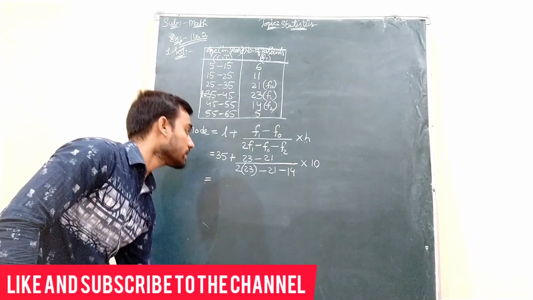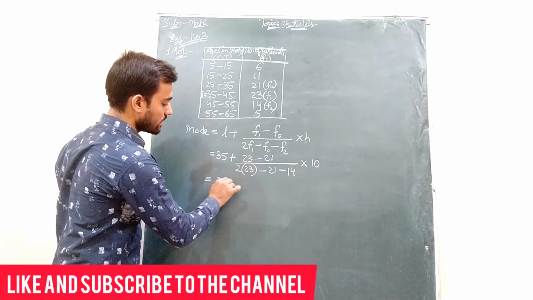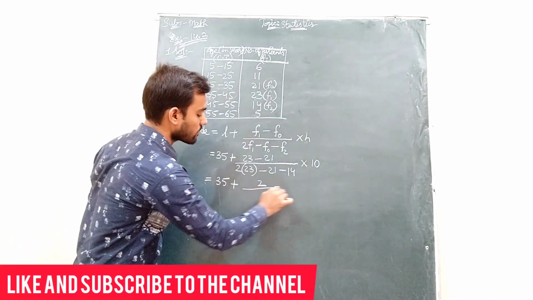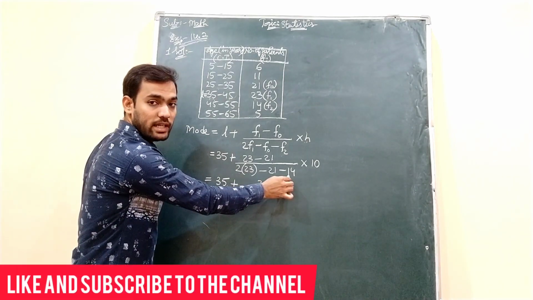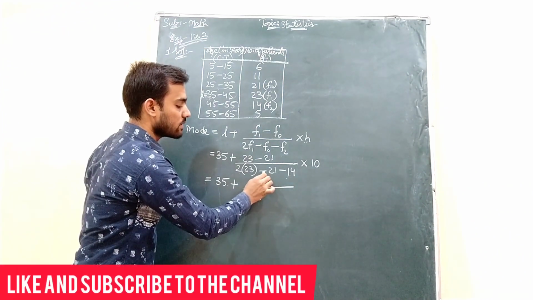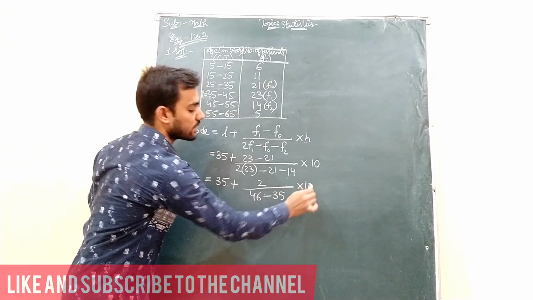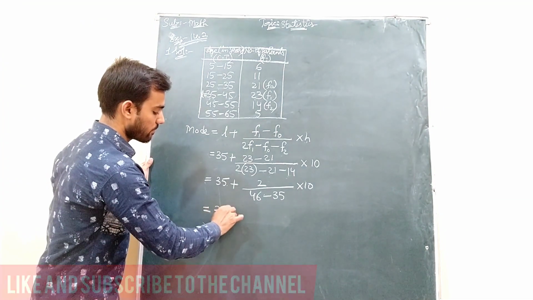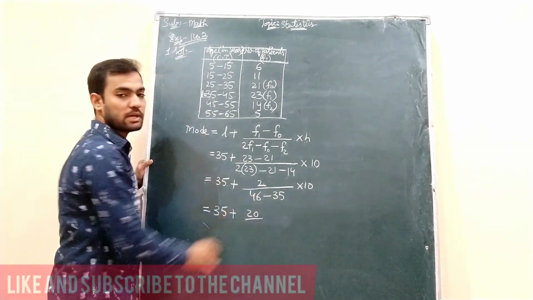That is the size of the class interval. Then, as we have learned in our earlier classes, we should not disturb this 35. Okay, remember it. So 35 as it is plus 23 minus 21 is 2. 2 into 23, 46. And this is minus 21, this is minus 14. So minus minus is plus. 21 and 14 is 35. As this is the biggest number with minus sign, so minus 35. This into 10 we will keep as it is. Then again this 35 remains plus 2 into 10 is 20 divided by 46 minus 35.